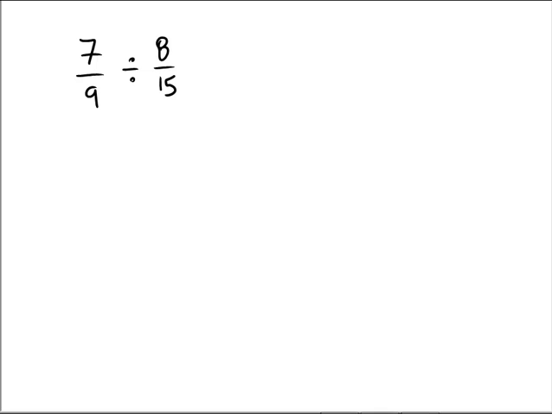Assuming you paused and gave it a shot here, what do we have? The first number is 7/9. The second number was dividing by 8/15, so we'll multiply by the reciprocal, which is 15/8.